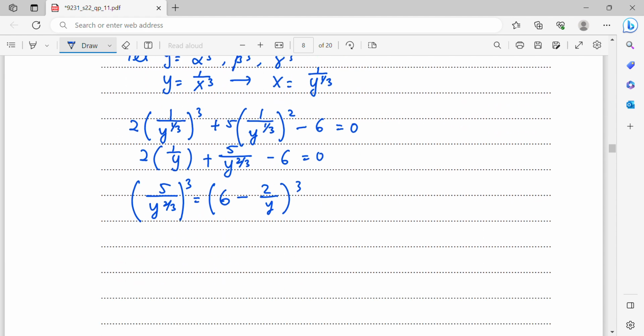So now the numerator 5, you cube it, it will be 125. Denominator, when you cube it, it is y squared. So for the right hand side, basically you can use the Pascal triangle to solve.